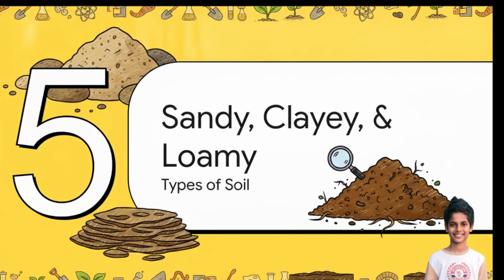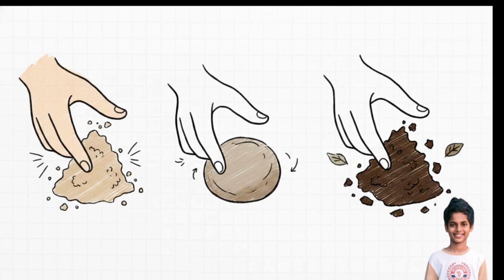Okay, moving into part 5. This is the big one, guys. Sandy, clay, and loamy, the 3 major types of soil. Pay close attention, because this is your most important topic for those long essay questions. How do we easily tell these 3 soil types apart in real life? We use the hand test. Visualize yourself in a garden doing this. Grab a handful of soil, wet it a little, and roll it between your fingers.